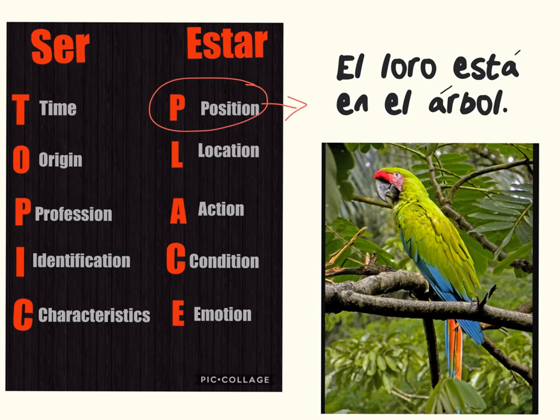So now let's look at estar. For estar, we have the word PLACE to help us remember the rules. So the P in PLACE is position. So for example, if I was talking about the position of this bird, I might say "el loro está en el árbol" instead of es. We're using now the verb estar.